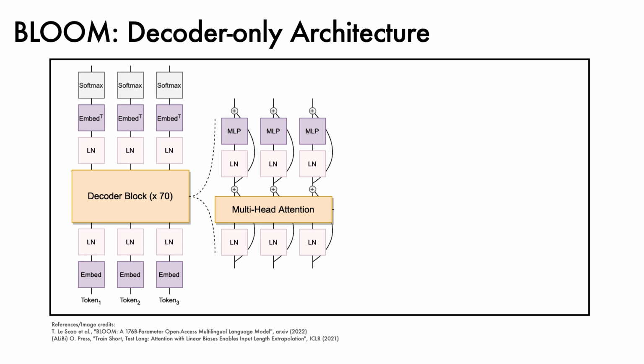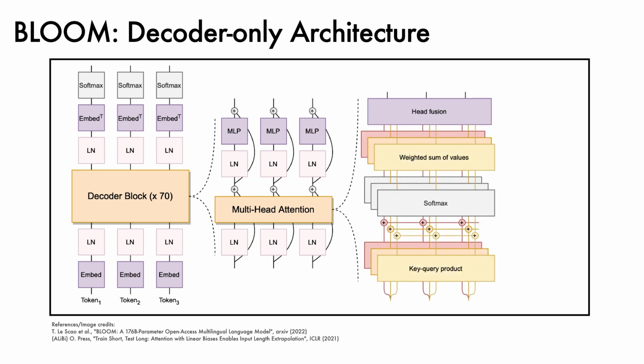Each decoder block consists of multi-head attention sandwiched between layer norms and an MLP. The multi-head attention itself takes a familiar form, but with ALiBi mask values added to the key-query products.